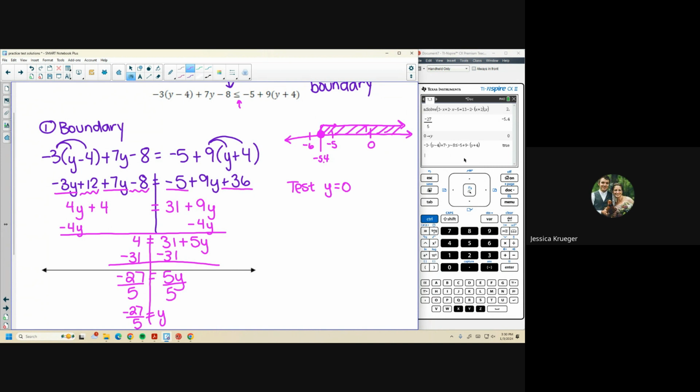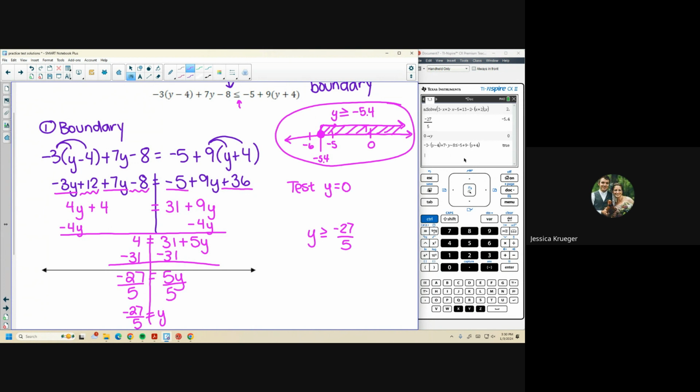So now I've got my graph. I need to write my solution. My solution is any y value that is greater than or equal to negative 5.4. So there's my solution and my graph. You could also write y is greater than or equal to negative 27 over 5. So either of those answers would be acceptable.